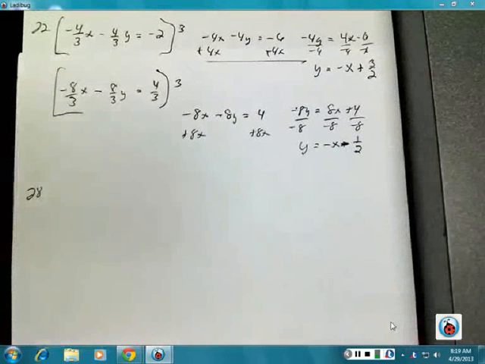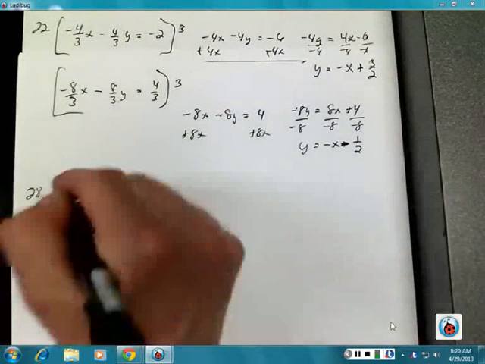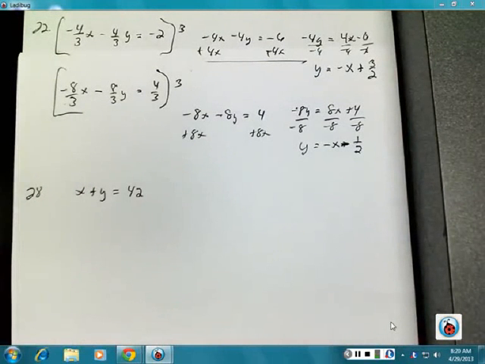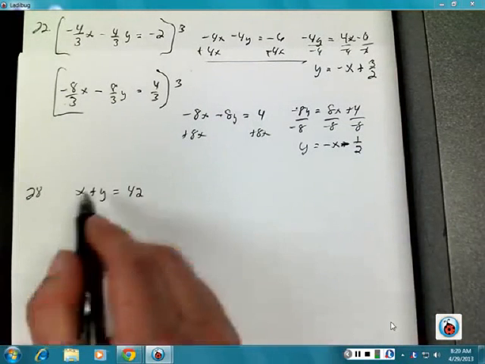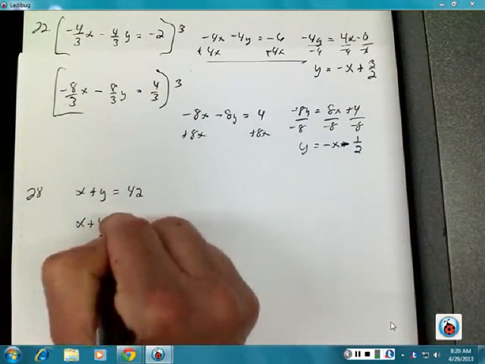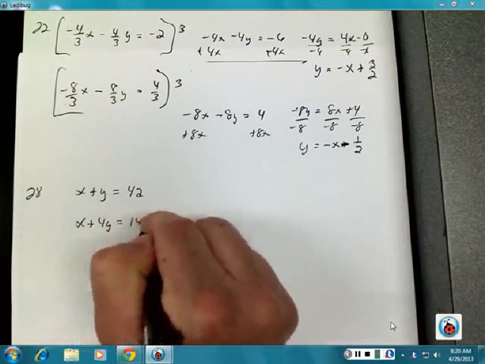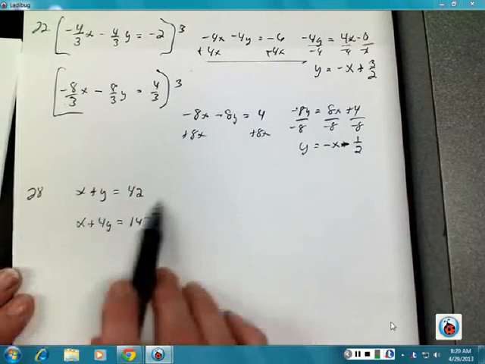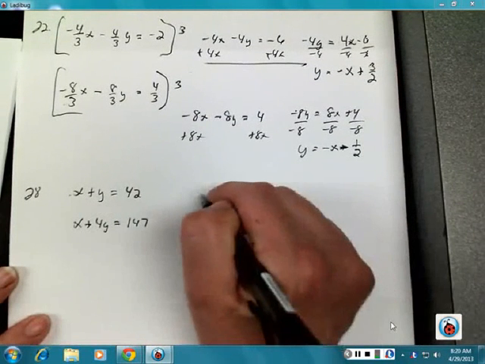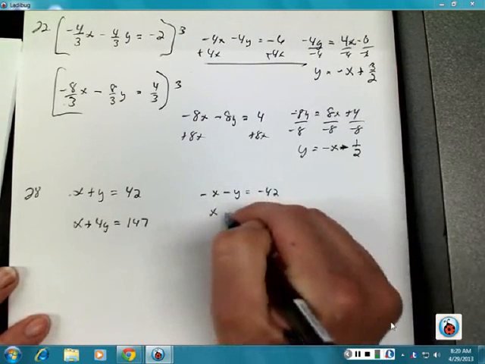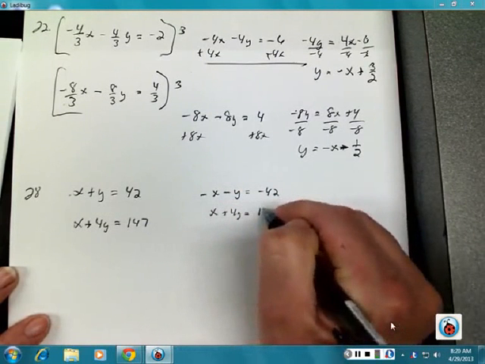28, last time we set it up: the sum of two numbers is 42, so x plus y equals 42. And then it says the sum of the smaller and 4 times the larger, so we're going to make x the smaller. So the smaller plus 4 times the larger is going to equal 147. Okay? All right. So now I would probably use elimination or addition on this one, because I can change the sign really easily. So negative x minus y equals negative 42, and x plus 4y equals 147.